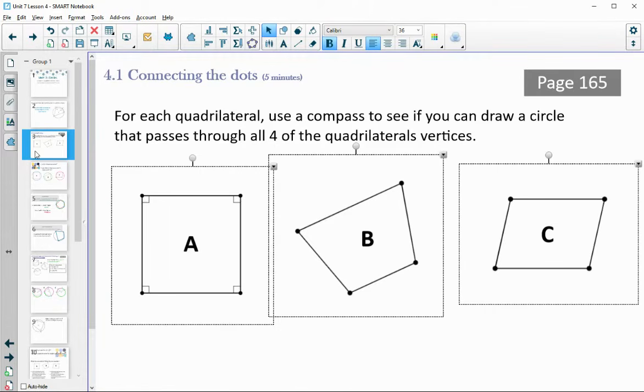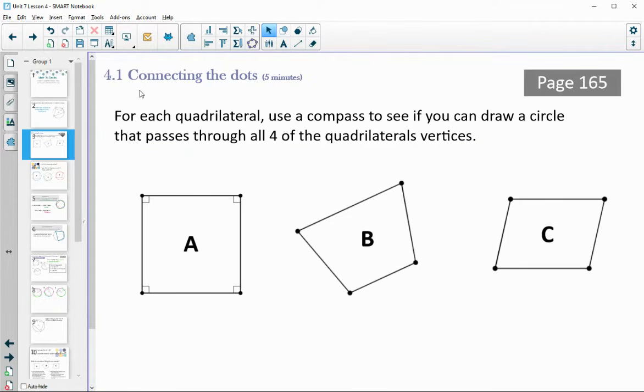All right, so let's take a look here. For this activity in your book, it starts on page 165. Go ahead and try to draw a circle around each of these three quadrilaterals that will touch all four vertices. So one circle that'll go through all four vertices. Give it a shot, then come back to the video.